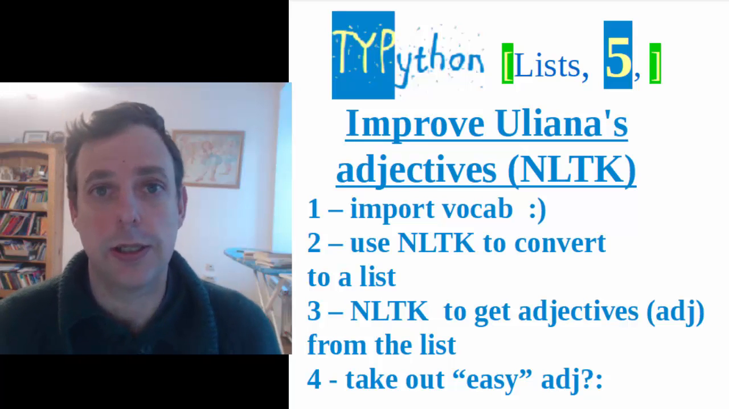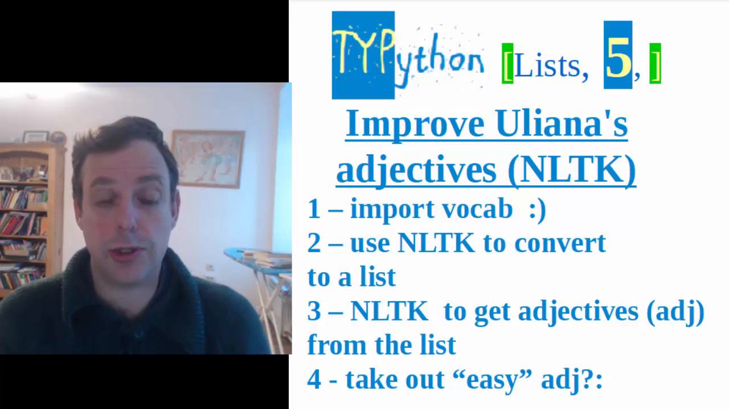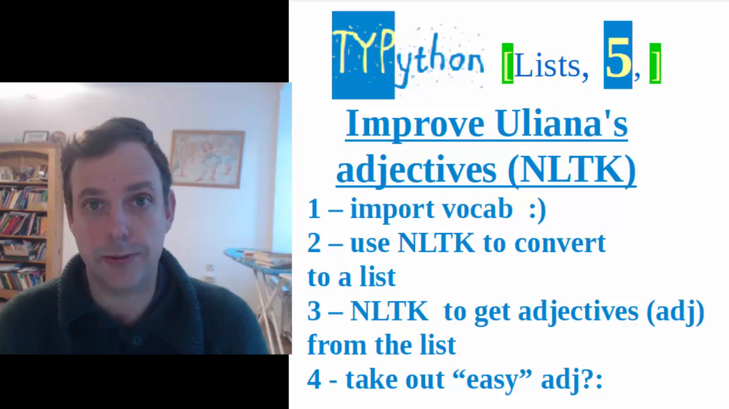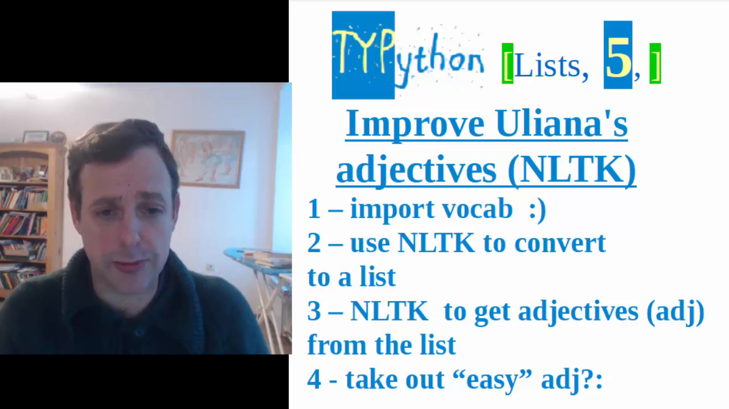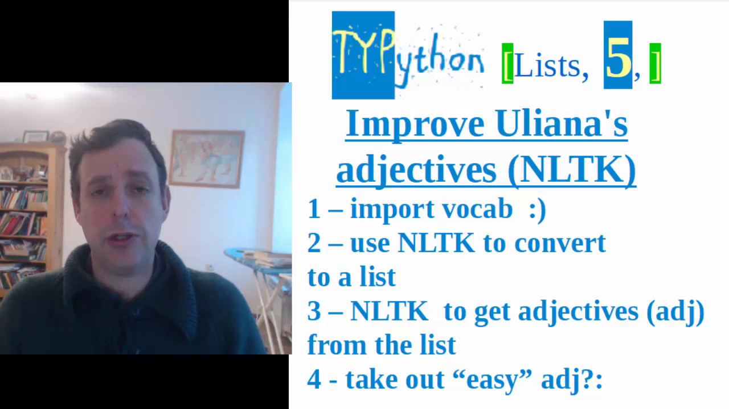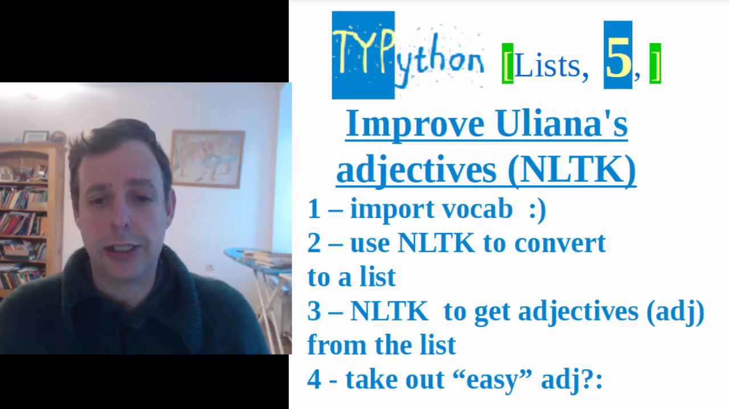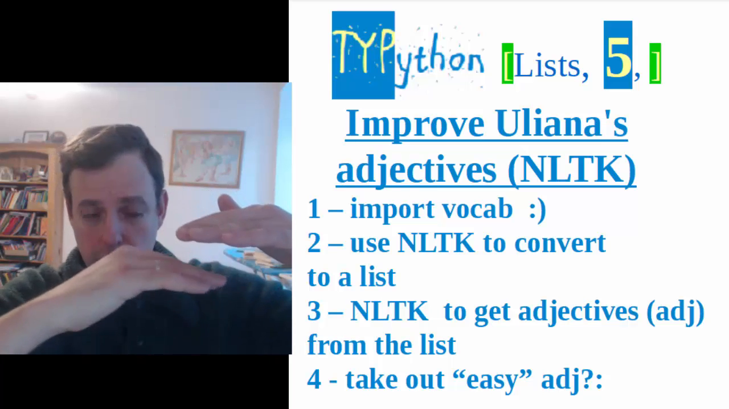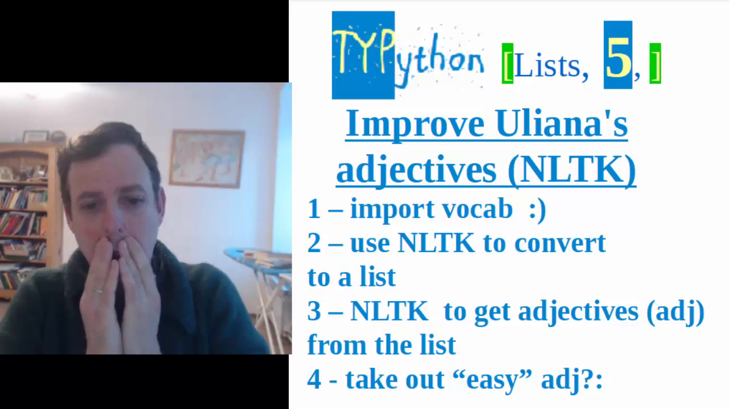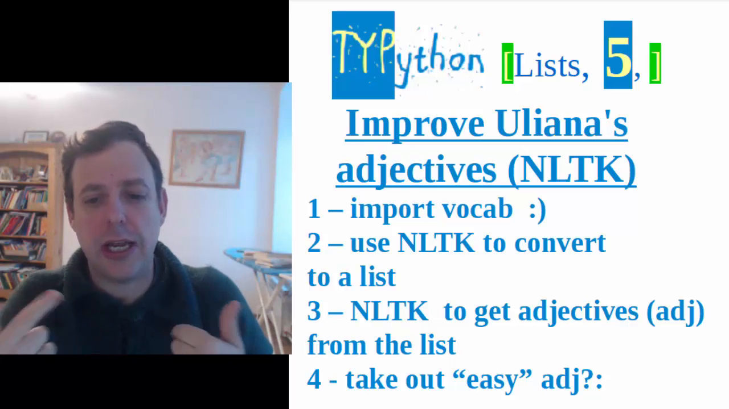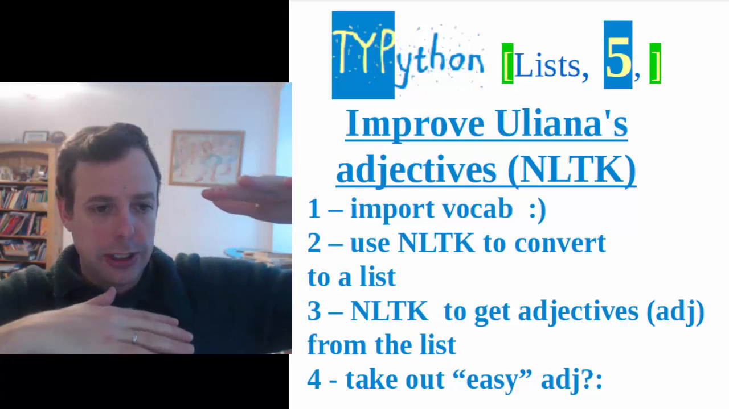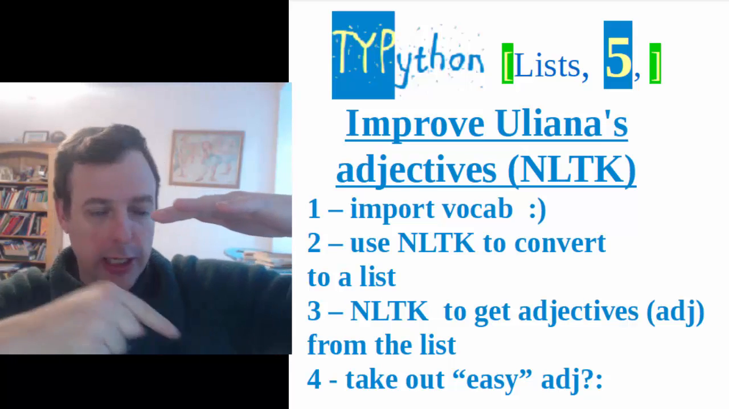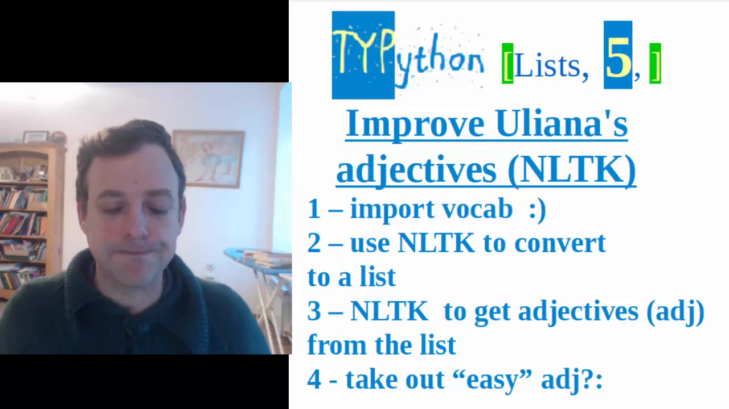It's very popular. So what is natural language? It's just language, words, as opposed to things like numbers or addresses, things that are just by themselves. Number 3, we're going to use that same library, NLTK, to get adjectives from the list so that we get rid of all the nouns and verbs. And number 4, we're going to take out the easy adjectives from our list because we want her to have and me to have a list that I can look at during the lesson and say, hey, use that one, use that one, use that one.